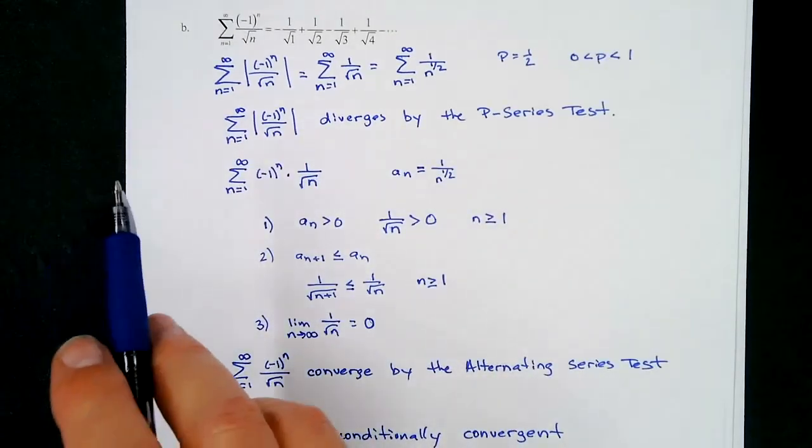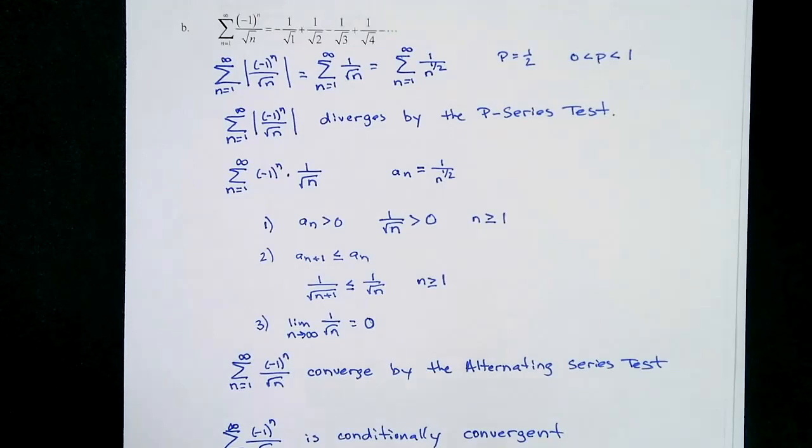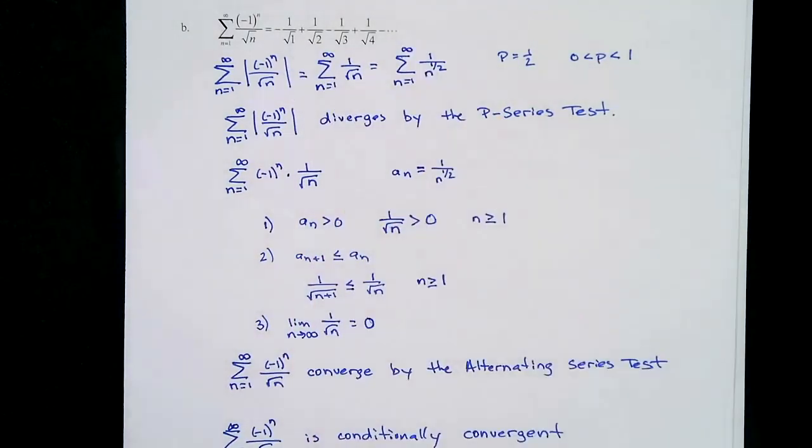That's why it's good to start with the absolute value and see what happens. You want to do this when you have terms of the series that are negative.